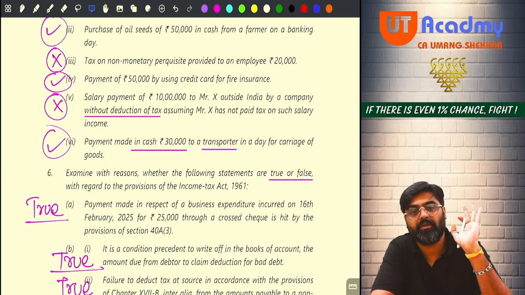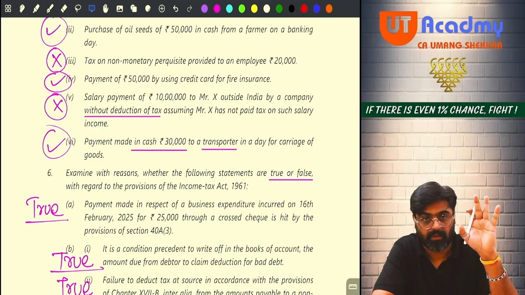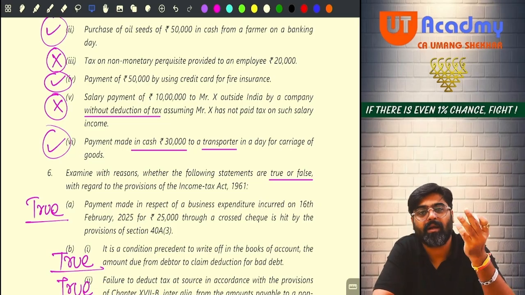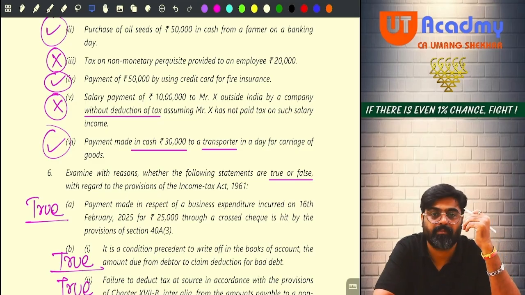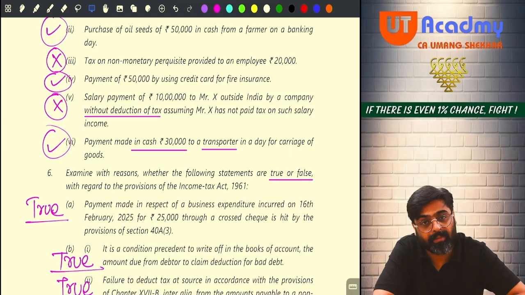Hello? Payment of 50,000 by using credit card for fire insurance. See, fire insurance you will take for your stock. So premium for stock, insurance premium for stock, you pay by any mode. It is okay. And by the way, credit card is also a prescribed mode, because through credit card it is established that it is your actual expense and you have actually paid to that insurance company. Yes or no? So this is a genuine expense because even the credit card is a prescribed mode of payment. Debit card, credit card is also a prescribed mode of payment. Okay. So if the amount is more than 10,000 and is paid by way of prescribed mode, it will be allowed as a deduction.